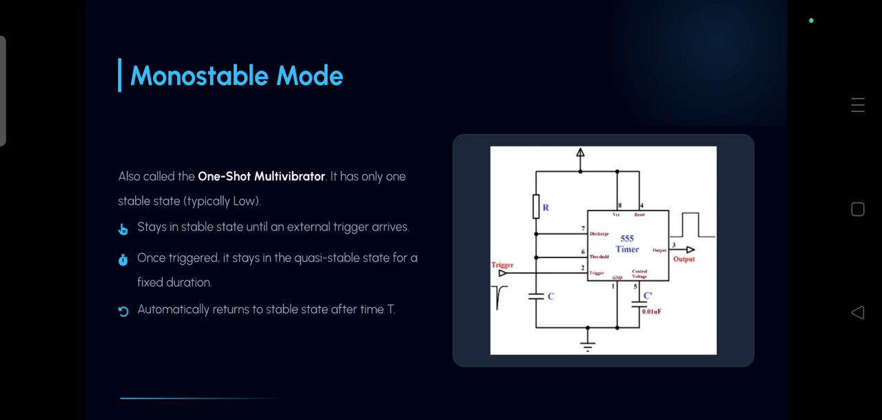The 555 timer pin diagram is shown in the figure. The output of the 555 timer is pin number 3. Then the discharge pin is 7, the threshold pin is 6, and the trigger pulse is given at pin 2. Then the capacitor negative is grounded.